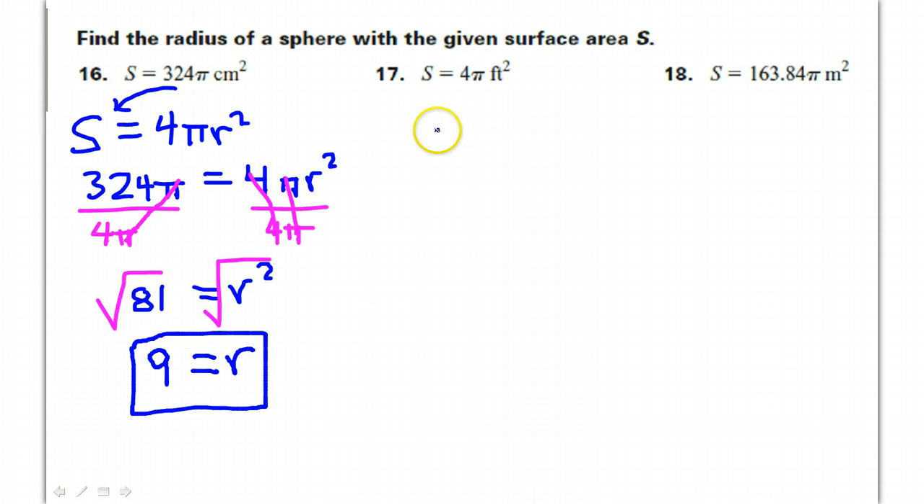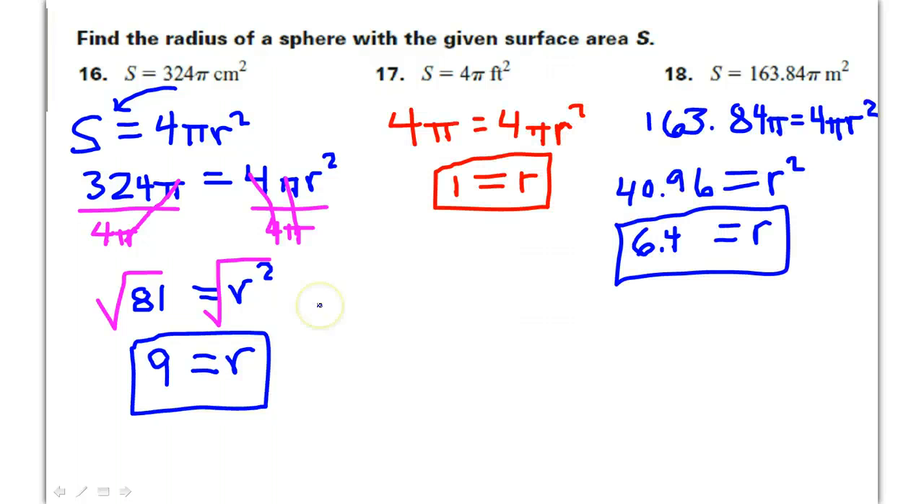Okay? So it's the same thing for these problems. I'll give you 1 minute to finish these on your own. Okay. Check your answers to number 17 and 18. Any questions on number 17 and 18? Okay. Wait for number 18. All right.